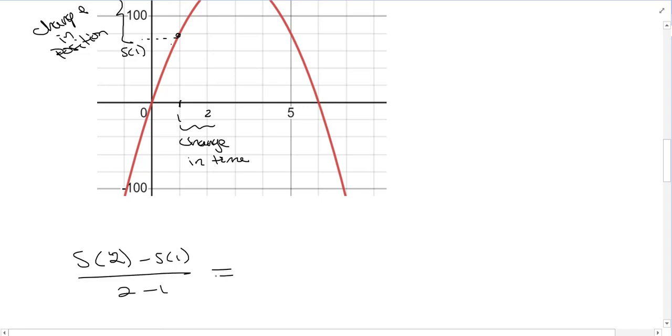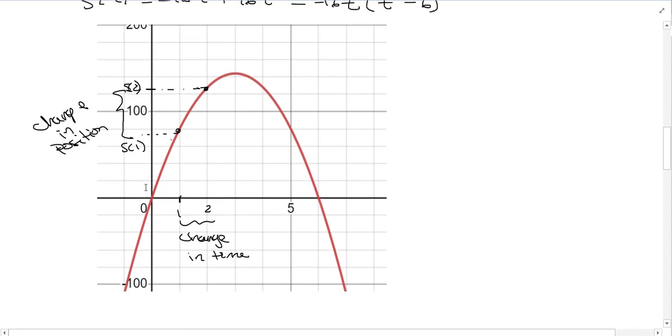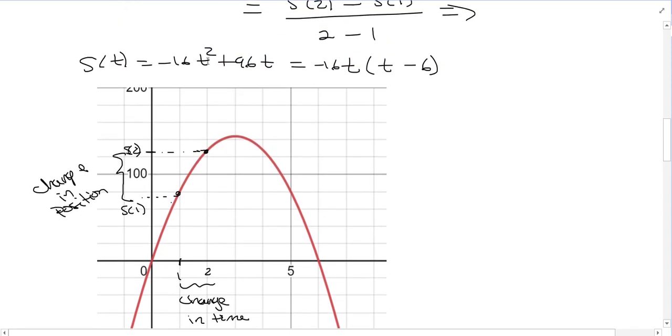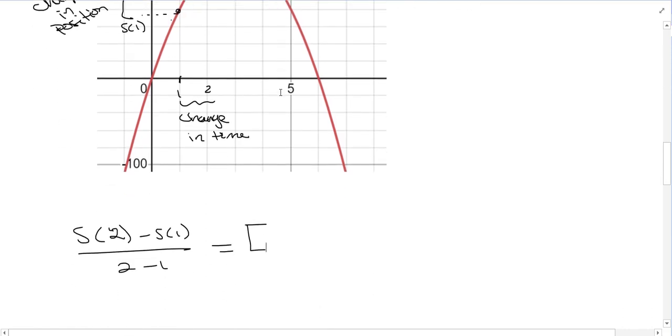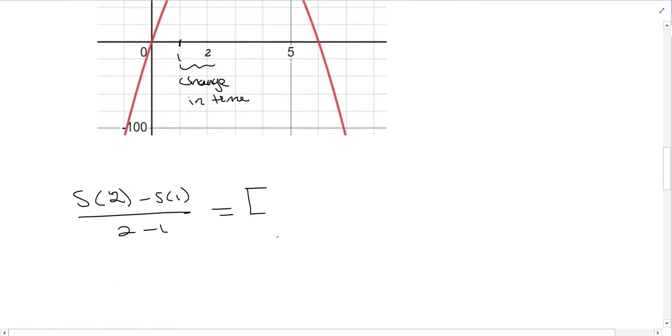In our case, with this particular function, I'm going to make use of brackets here. So it will be plugging in 2 everywhere you see a t. So this is going to be minus 16 times 2 squared plus 96 times 2. And then we'll do the same thing with 1. So this is s of 2 minus, and then same thing with s of 1.